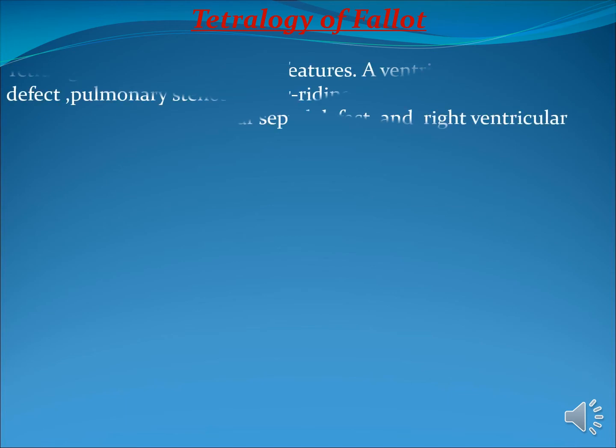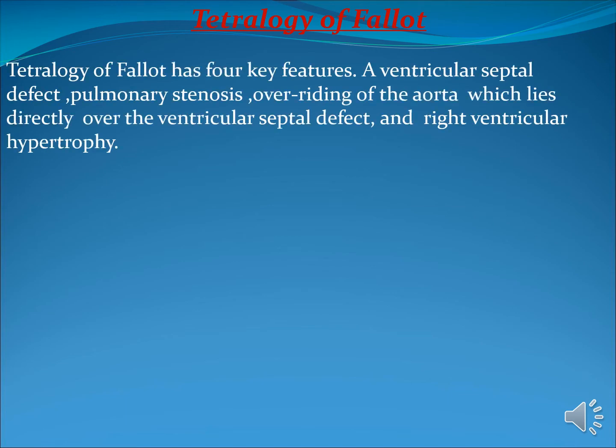Tetralogy of Fallot. Tetralogy of Fallot has four key features: a ventricular septal defect, pulmonary stenosis, overriding of the aorta, which lies directly over the ventricular septal defect, and right ventricular hypertrophy.